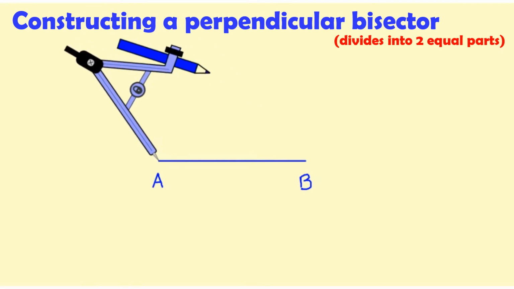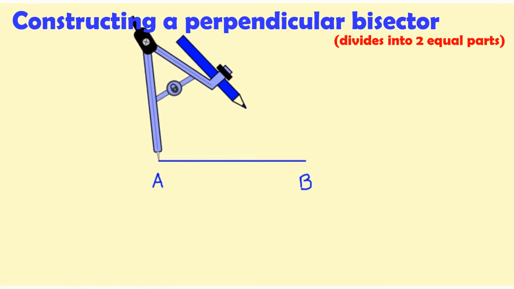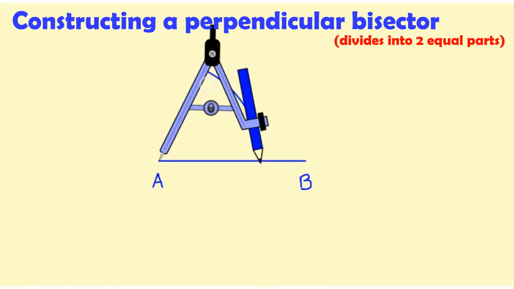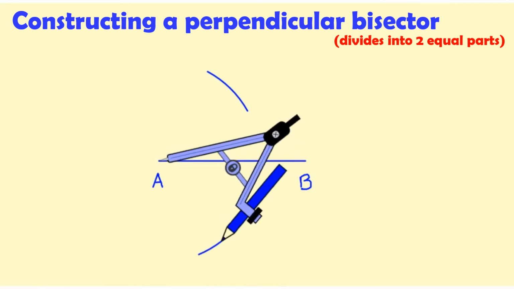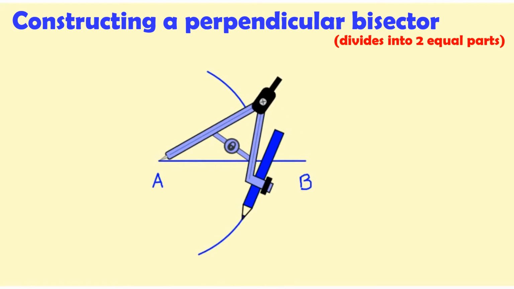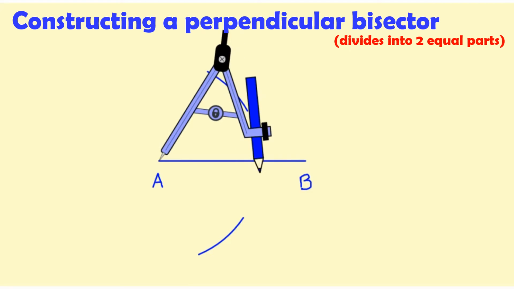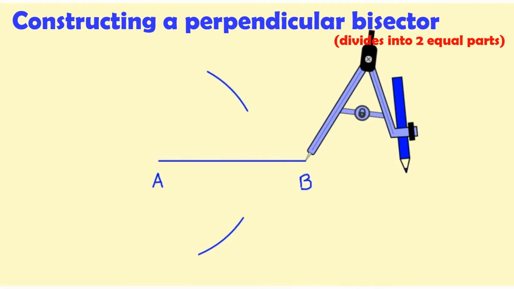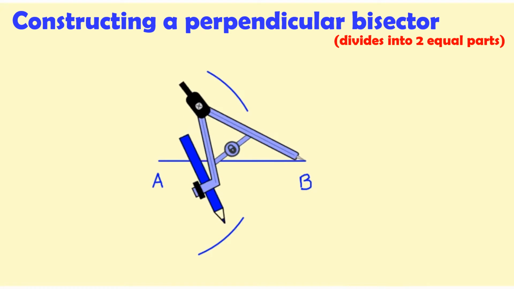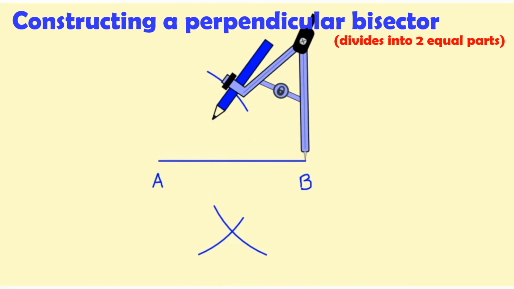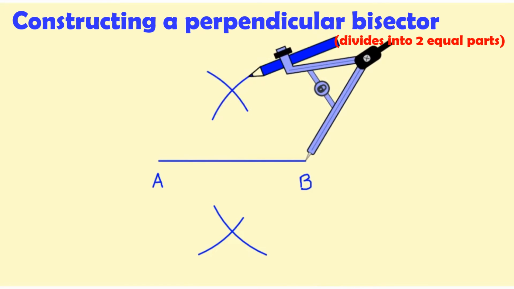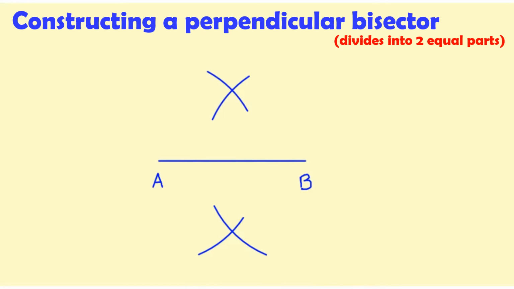And then you are going to make an arc at the top and then make an arc below. And then move to point B without adjusting your compass, okay? Make an arc below and then make an arc at the top. So as you can see, we have a point of intersection over there.